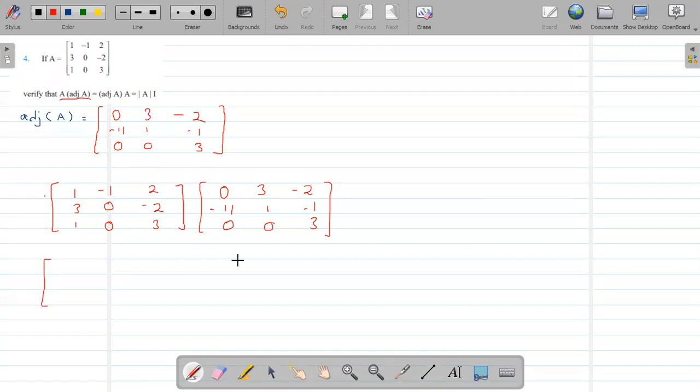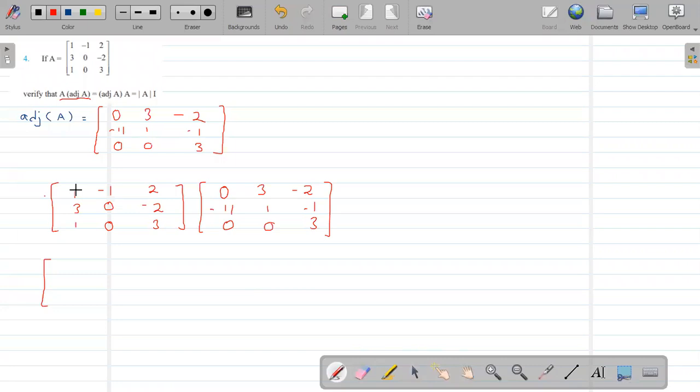Okay, so how to multiply two matrices? Do you remember? Everybody remember how to multiply? See, 1 multiplied by 0. I am writing each and every step for you. So 1 multiplied by 0 plus -1 multiplied by -11. Remember, it's row multiplied by the column. When this row multiplies with this column, you will get one element of a matrix. When that row is multiplied by another column, you will get the second element of the matrix. And similarly, when the row is multiplied by the third column, you will get the third element. Okay, till here got it?